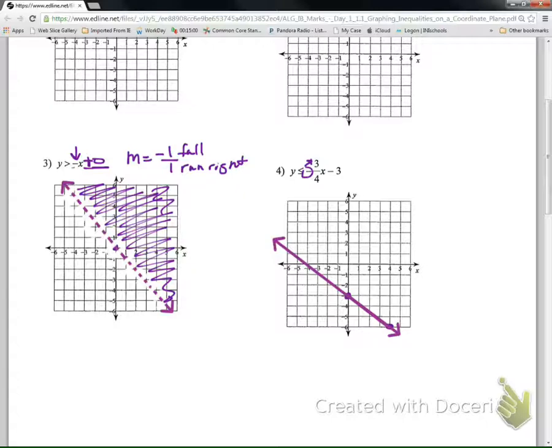Alright, so you've drawn your line. Does it stay solid or do you need to dash it? Because it has the equal to sign, it stays solid. Now you're ready to shade. Do we shade above or below the line that you've drawn? Because it's less than, you shade below.